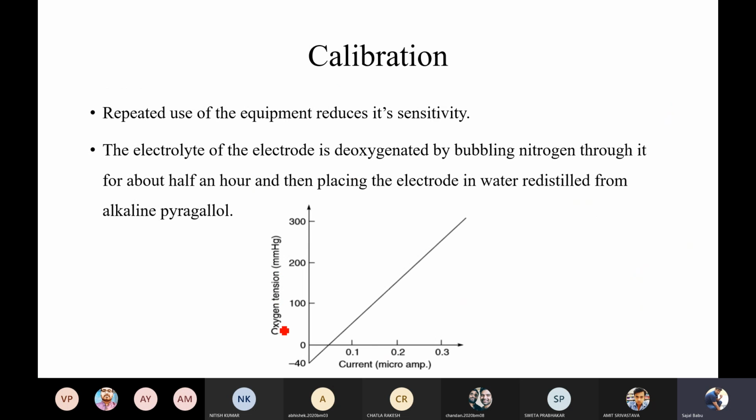So this will be the calibration curve. As the current increases, this is a linear curve. You can see this is the oxygen tension, and this is the ampere. According to the oxygen, the current is increasing, so it is a linear curve. There is no need for any major calibrations. It is very linear. You just have to multiply with a factor. So if this much oxygen is present, this much current will be produced, and you are going to get a linear curve like this.